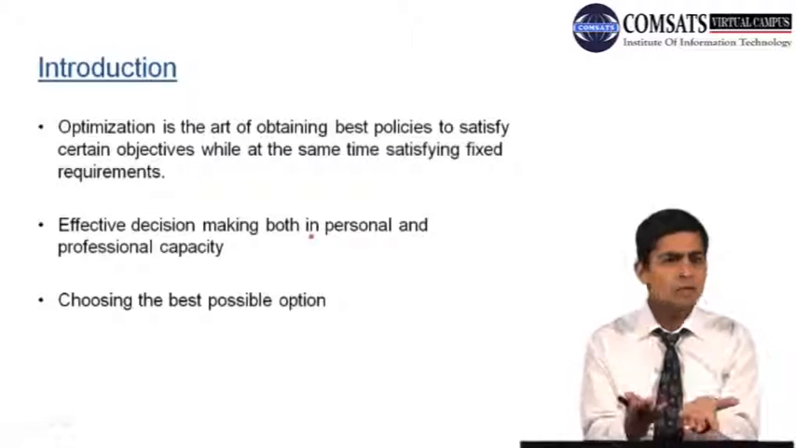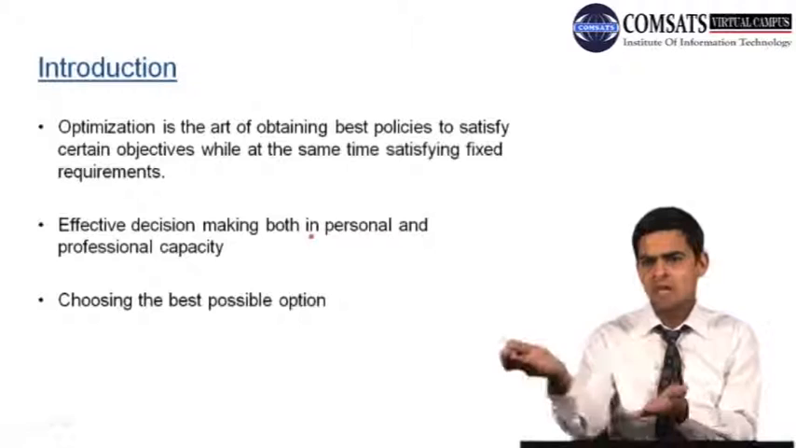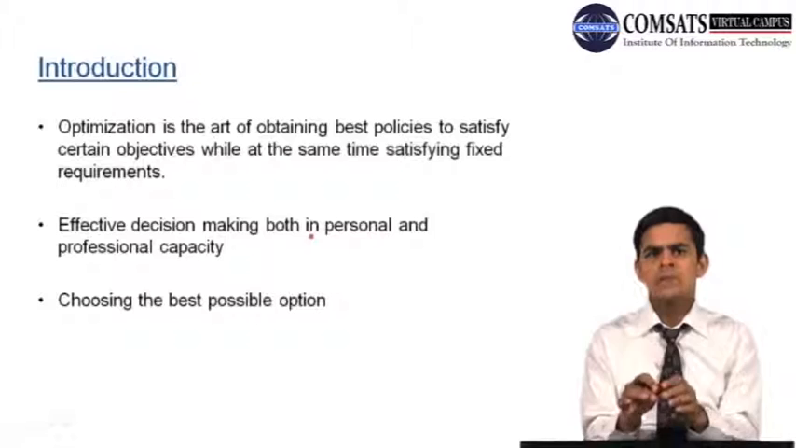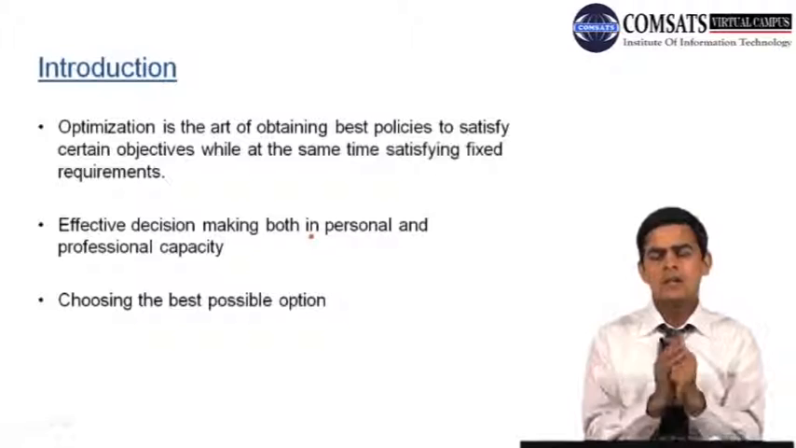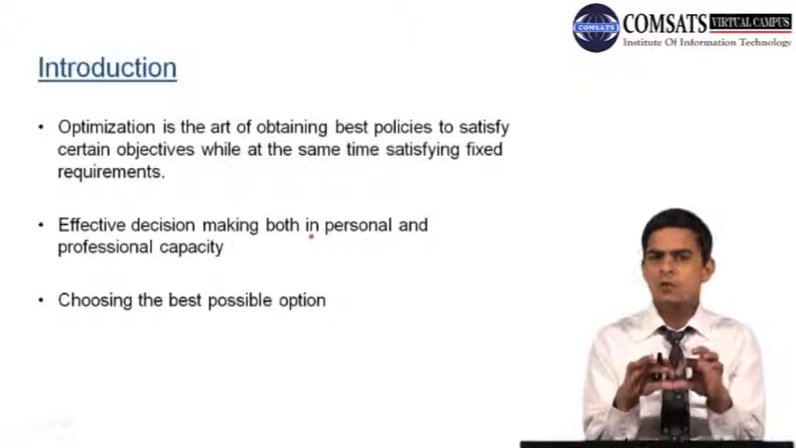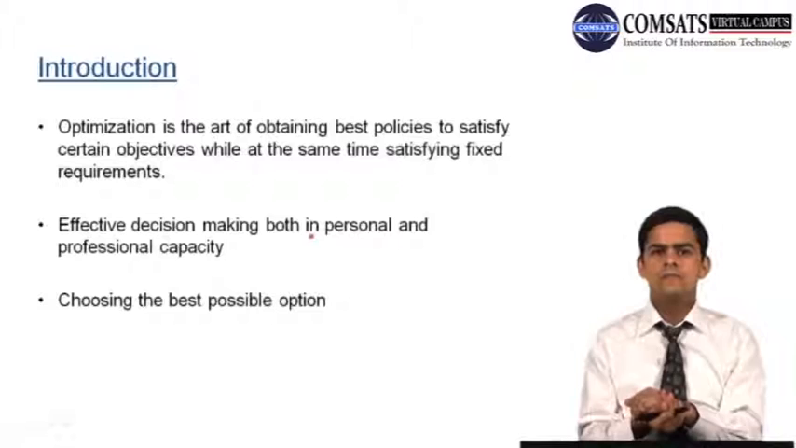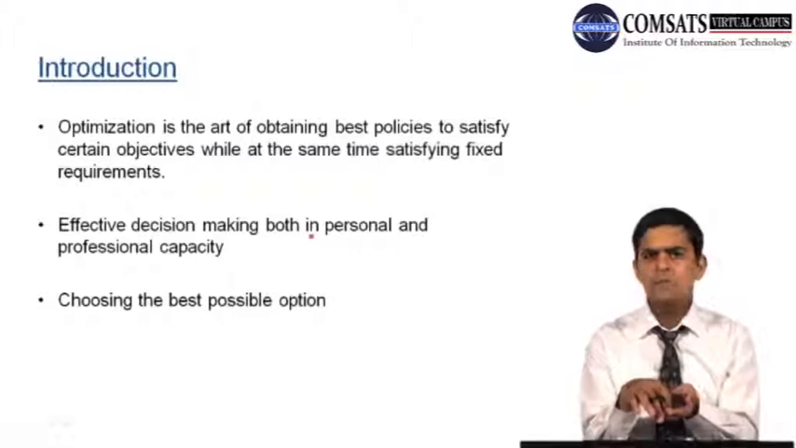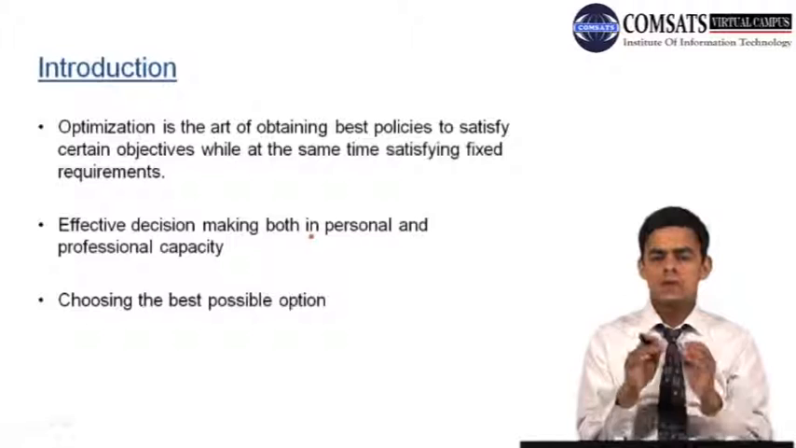all of the production, he has to sell that, right? There is not an infinite demand of any certain product in the market, right? So demand is always finite and there are always competitors. We have to take care of all these requirements and still fulfill his objectives. So that's another sort of optimization problem, if you like. We want to choose the best possible option which satisfies our objectives and also satisfies our fixed requirements, already fixed, we cannot change them, right?